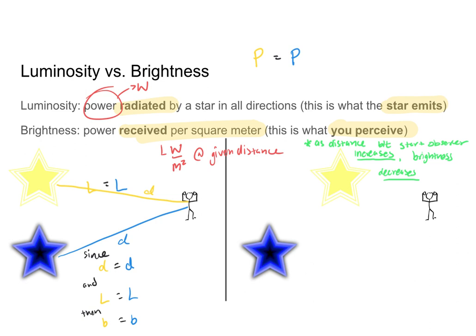Next, looking at the second example, again, pause the video and see if you can tell me what is the relationship between the luminosity of my two stars? What is the relationship between the brightness of the two stars? I'm looking for less than signs, greater than signs, equal to signs. Take a moment and pause and see if you can do this yourself.